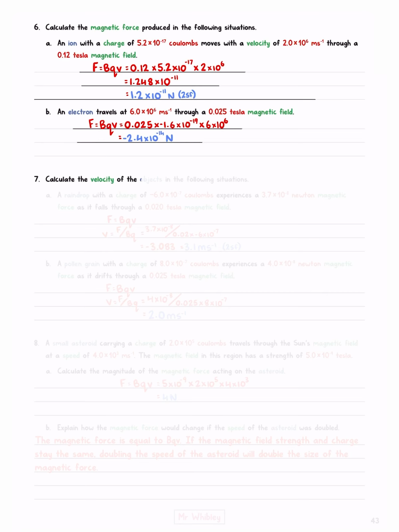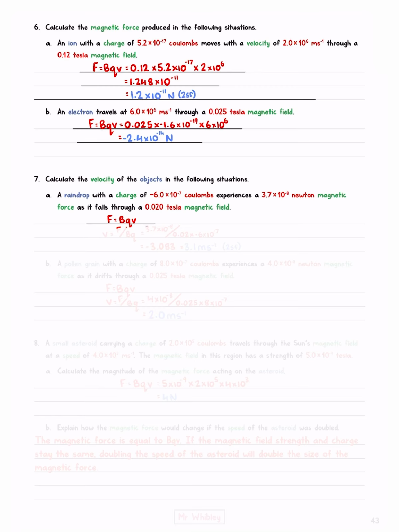Question 7. Calculate the velocity of the objects in the following situations. A raindrop with a charge of negative 6 × 10^-7 coulombs experiences a 3.7 × 10^-8 Newton magnetic force as it falls through a 0.02 Tesla magnetic field. Knowing that F is BQV, we can solve for V by dividing both sides by BQ. Putting our numbers in gives me negative 3.083, or 3.1 meters per second to two significant figures.